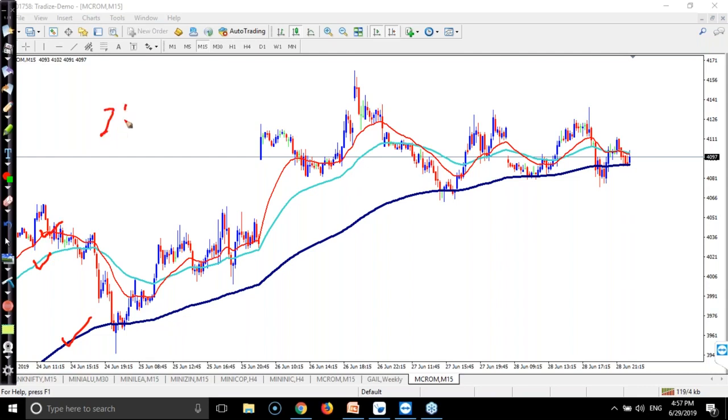When the 20 moving average crosses the 50 moving average, both being exponential, we can say that this trend is a downtrend. Have you seen here? That trend is a short-term trend. The 20 moving average crossed the 50 moving average here.